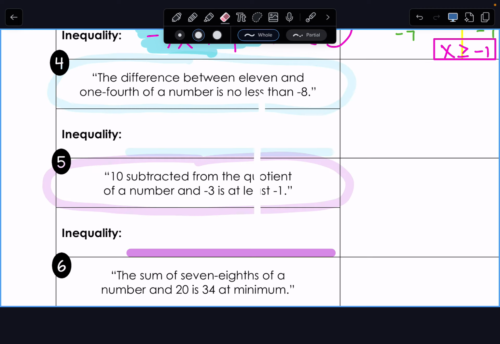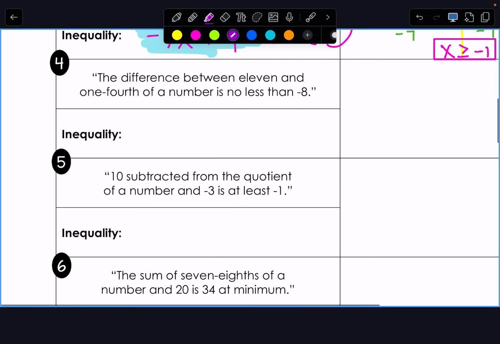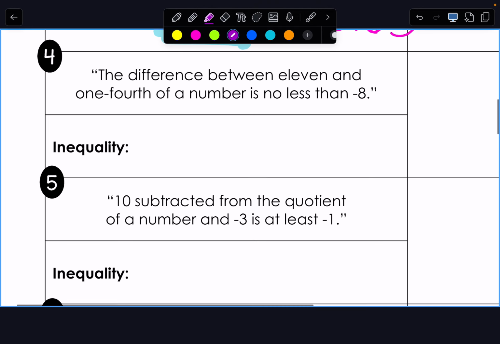Let's talk about number 4. The difference between 11 and 1/4 of a number is no less than negative 8. Okay.